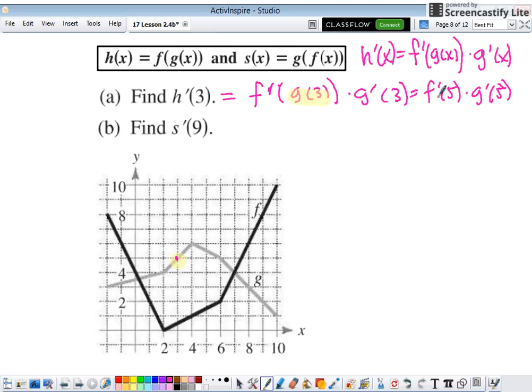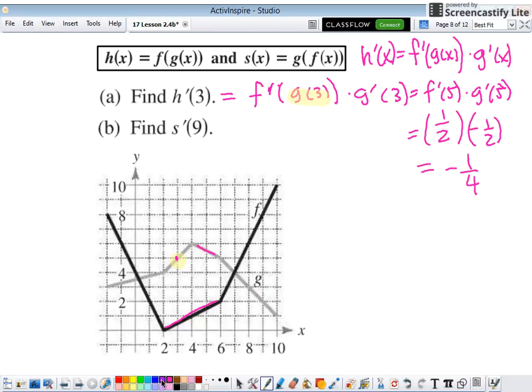F prime of 5 is the slope of f at 5, the derivative of f at 5. So here's f, here's 5. The slope of f at 5 is the slope of this line right here, which is 1/2. The derivative of g at 5 is the slope of g right here at 5. And that's going to be negative 1/2. 1/2 times negative 1/2 is negative 1/4, and that's the value of h prime of 3.